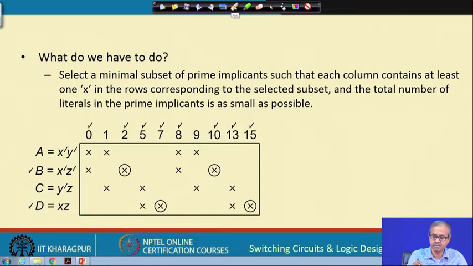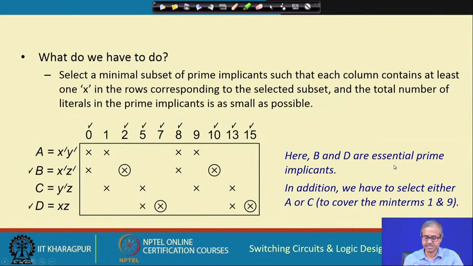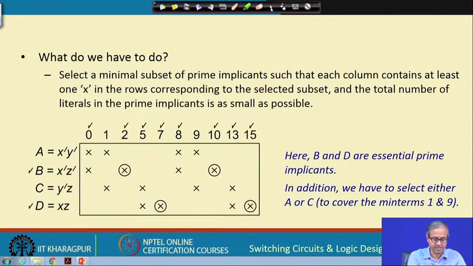This is a choice that we have. This is exactly what we mentioned. B and D are the essential prime implicants. These we must choose. In addition, we can choose either A or C, because these two min terms, 1 and 9, are left out. Both A and C are covering them. Okay. This is how we can get this set of prime implicants which can be covered.